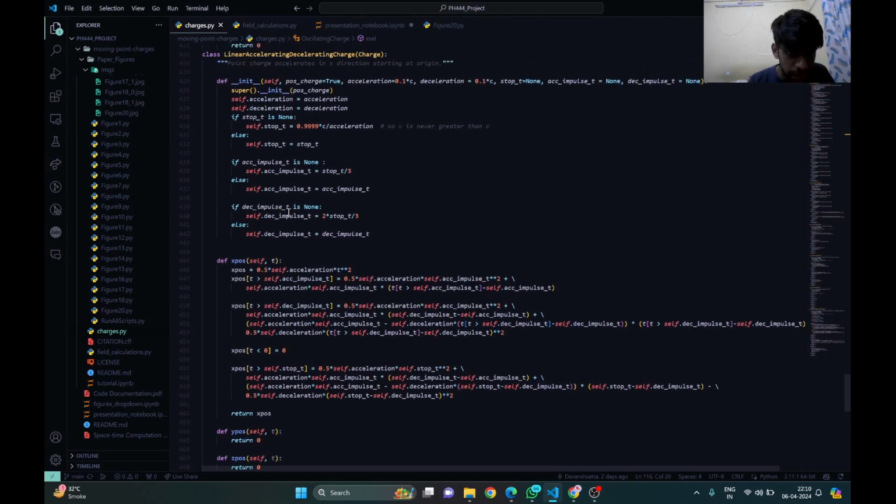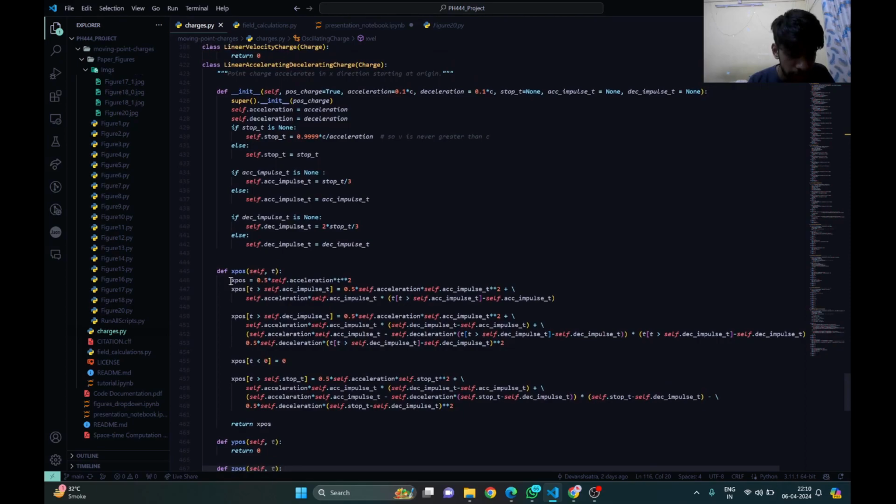So rather than that, something like this would work, where I have defined that the x position is 0.5 times the acceleration times t squared, but immediately after I've defined that after a certain amount of time the x position is defined in a different way. So this allows me to have the x position defined till the acceleration impulse time, and a new function for when it's after the acceleration impulse time.